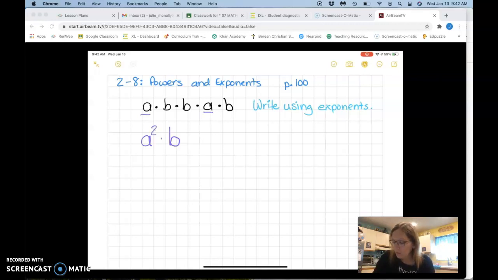And then since we're multiplying, I'm going to keep that little dot in there. And then count how many B's you have. So I have 1, 2, 3 B's. So it would be B to the 3rd power. Okay, so the number or letter that you see is your base. And then count how many there are, that's your exponent. And we're going to do some more examples of these in the book right now, so it'll make more sense, okay? So copy that down.